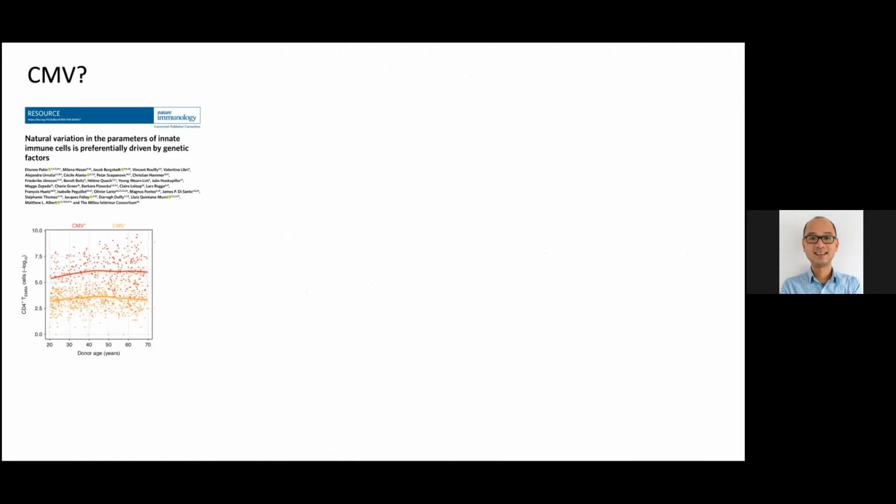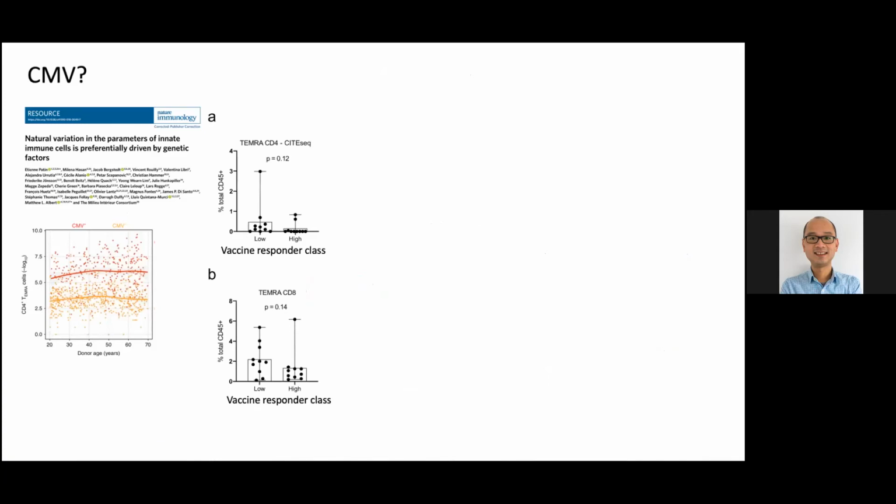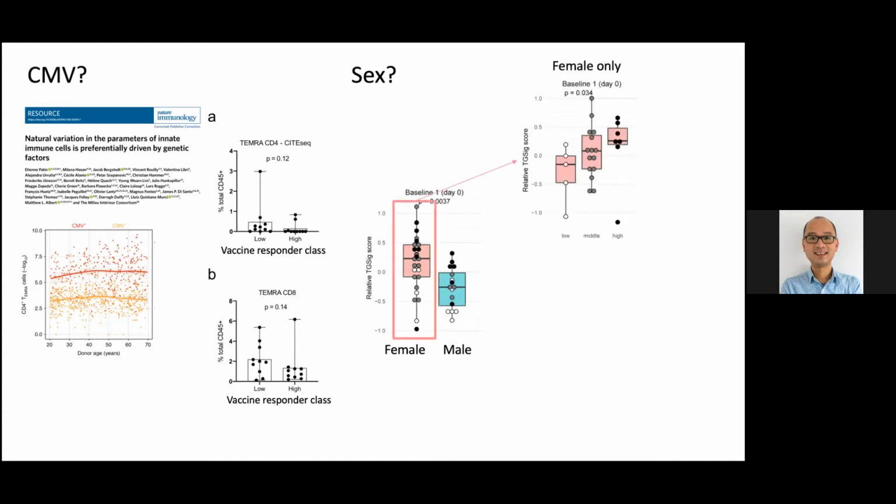Interestingly, people with CMV are marked by elevated levels of T cells called TEMRA cells. We looked into that and didn't see any differences between the high and low responders. What about sex? I mentioned earlier that females tend to mount higher responses to some vaccines. And there we saw something interesting. If you look at this baseline state score, the females tend to be higher than the males. But if you look at the females only, you still see that the low, middle, and high responders are still segregated.